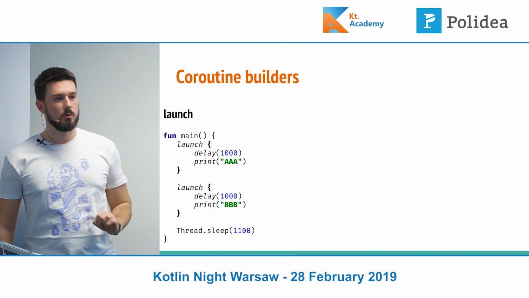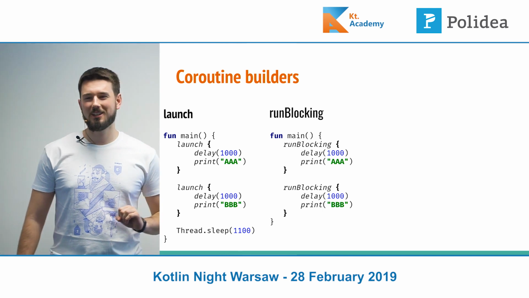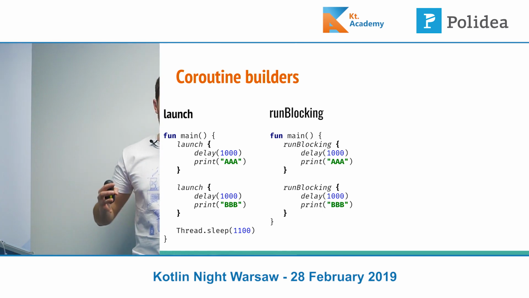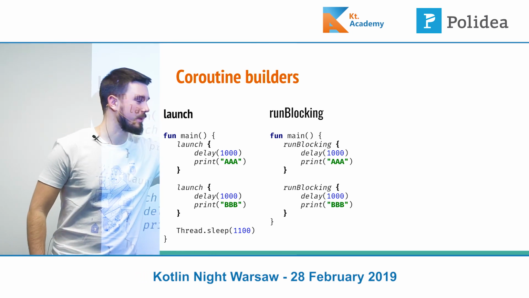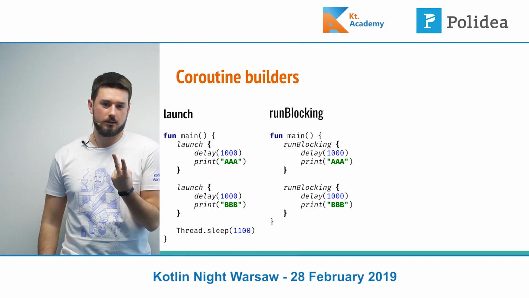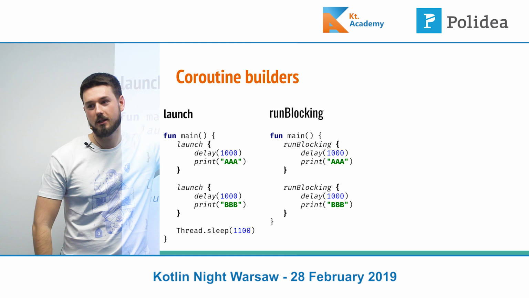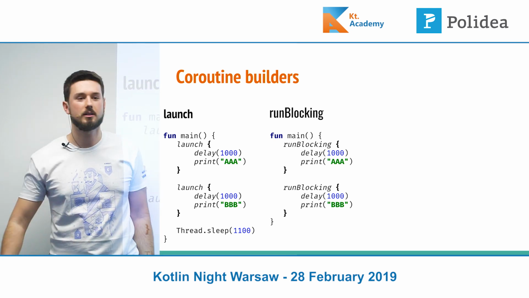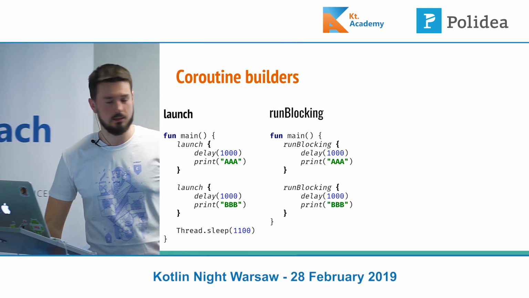For this problem, we have another coroutine builder that is called runBlocking. So runBlocking looks like the opposite of a coroutine because it's blocking. When we suspend, we are holding the thread. What makes sense in two cases: in the main function, when we don't want to finish before we finish everything, and in the unit test functions, where we have the same case. And those are two cases where we use runBlocking.